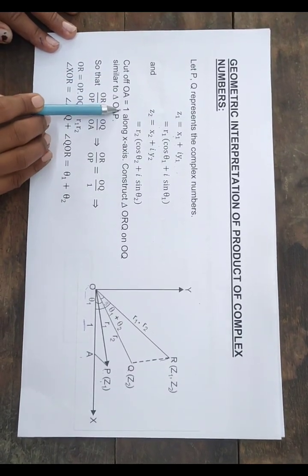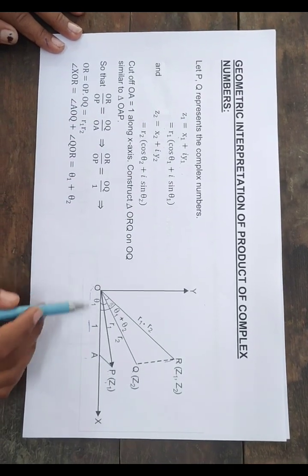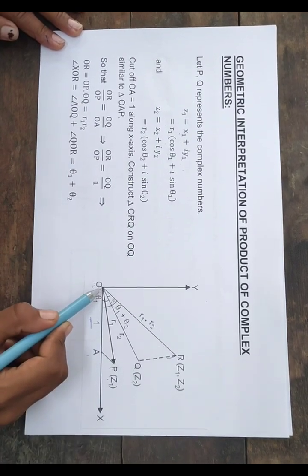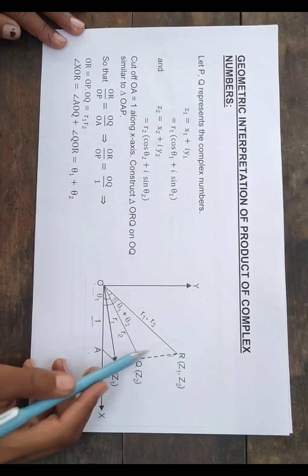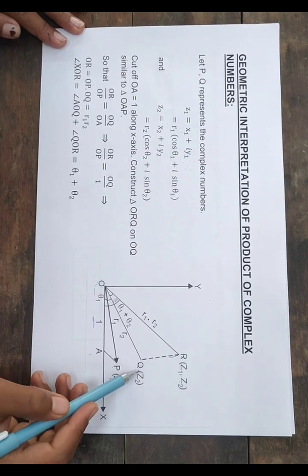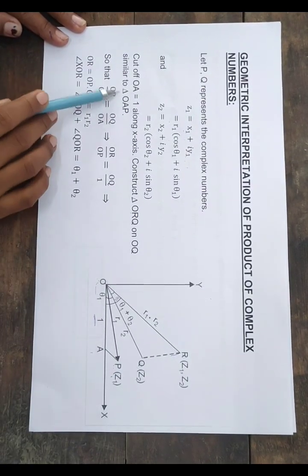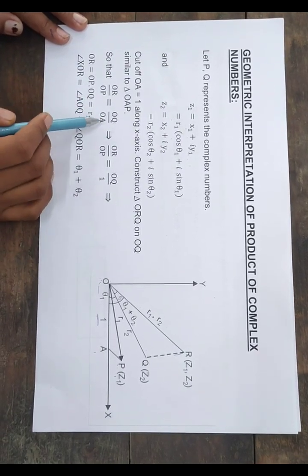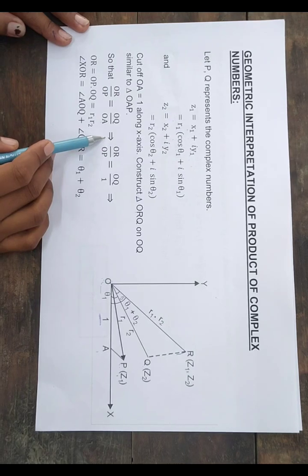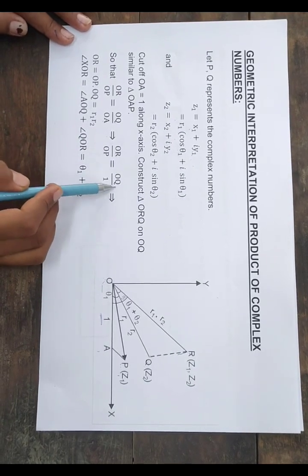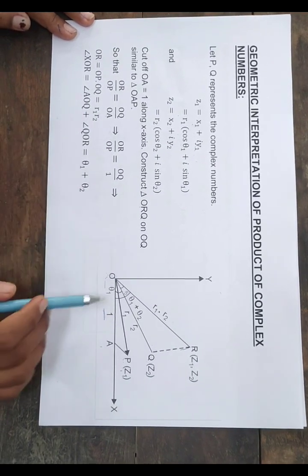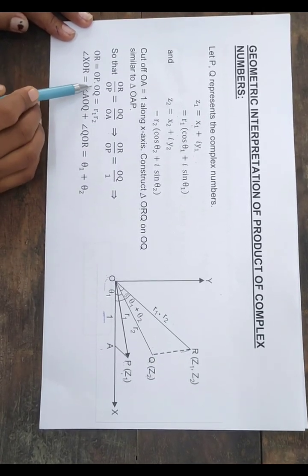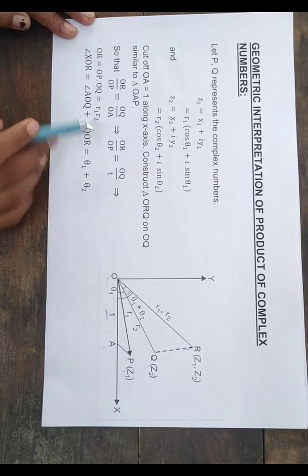A cutoff of OA equal to 1 along the x-axis is given. Construct triangle ORQ on OQ. We construct the angle ORQ by joining OR, similar to triangle OAP, so that OR upon OP is equal to OQ upon OA, and OR upon OP is equal to OQ upon 1, because OA is given as 1, and thus OR is equal to OP dot OQ, which is equal to r1 into r2.